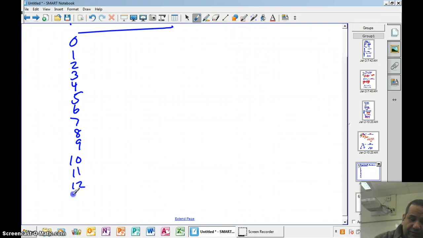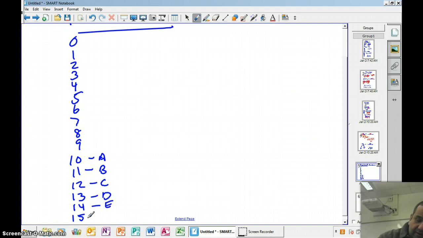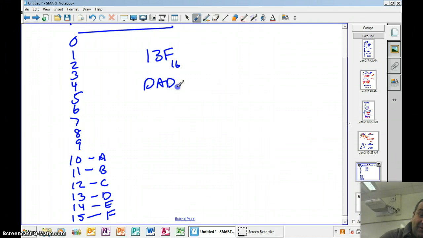I can't represent 10, 11, 12, 13, 14, 15 as one digit. So what they do is they introduce letters. 10 is an A, 11 is a B, 12 is a C, 13 is a D, 14 is an E, and 15 is an F. So a normal hexadecimal number could be like 13F. That's a normal hexadecimal number. Another hexadecimal number, weirdly, would be DAD. And of course, 1 and 0 in hexadecimal are the same across all of them, including binary.